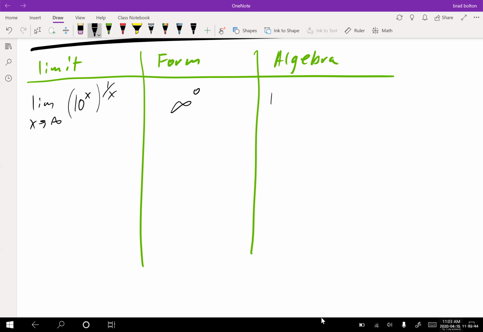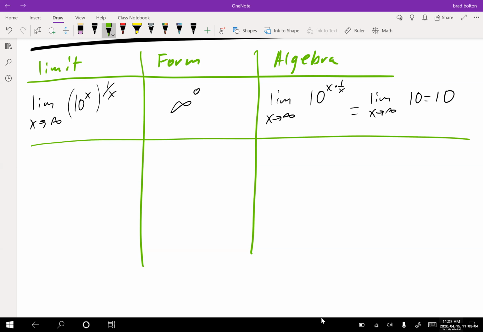But in reality, you know that you could have done this. You could have done the limit as x approaches infinity of 10 to the x times 1 over x, because remember, a power to a power, the powers multiply, and this just becomes the limit as x approaches infinity of 10, which is 10. So in this case, we didn't need to do L'Hopital's. It actually cleaned up, but it started off in a weird form of infinity to the 0, okay?